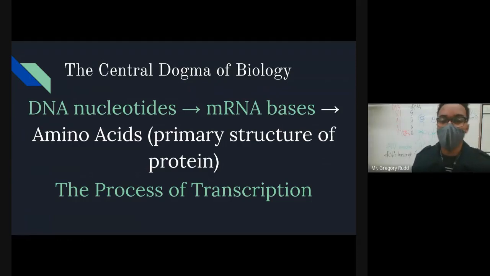All right, so the central dogma of biology is this: DNA nucleotides get transcribed into mRNA. And later we'll talk about the process of translation, in which that mRNA transcript is used to make a protein, or to make the primary structure of a protein.